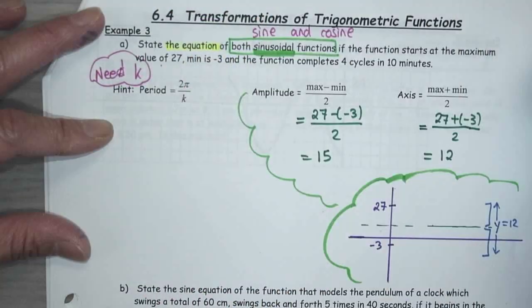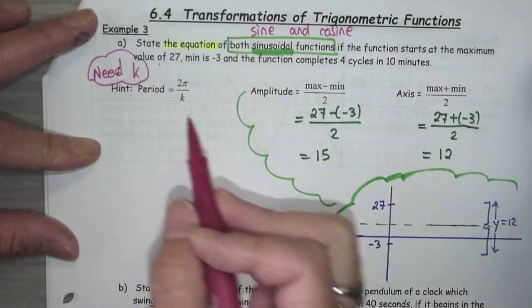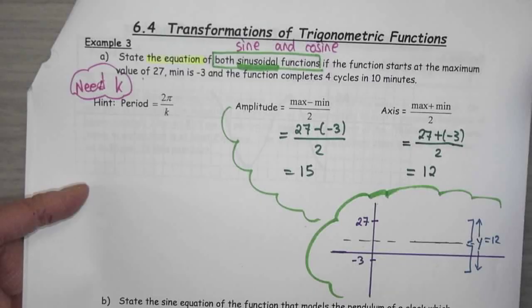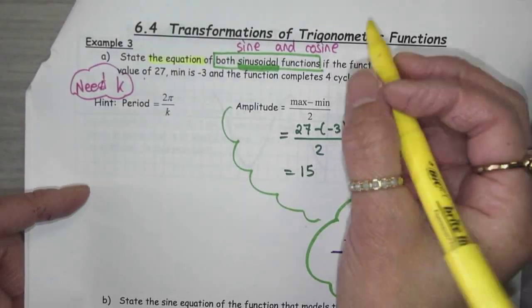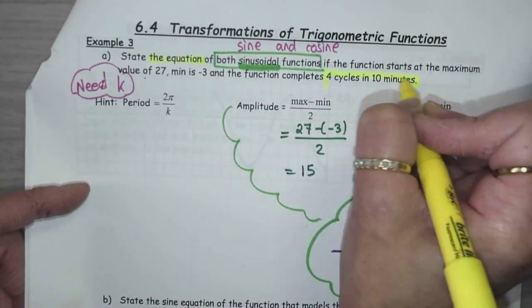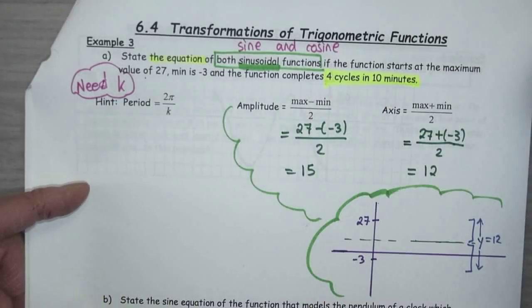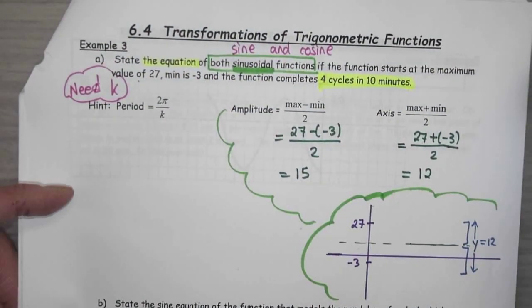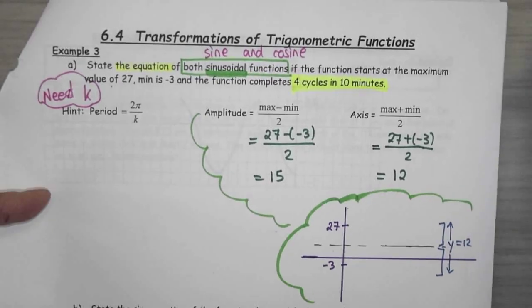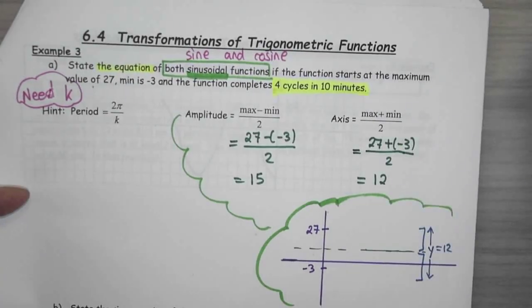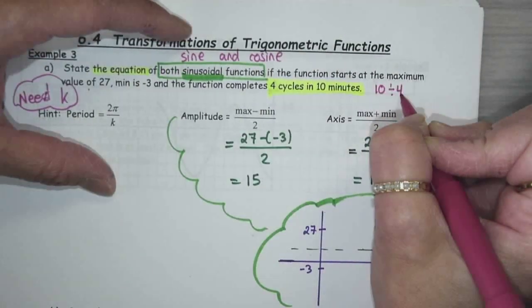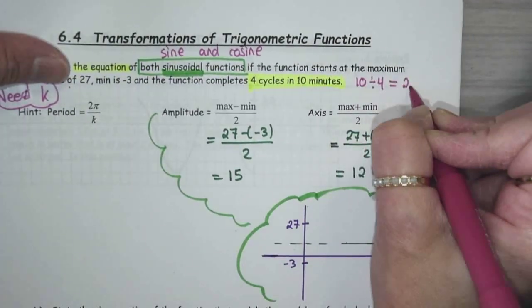Okay, I need K for every equation. So how do I get that K? It's going to be from here. So grab this guy here: 4 cycles in 10 minutes. And again, they really could have just told you. How do I get 1 cycle? From here, I'm going to go 10 divided by 4, which gets me 2.5.